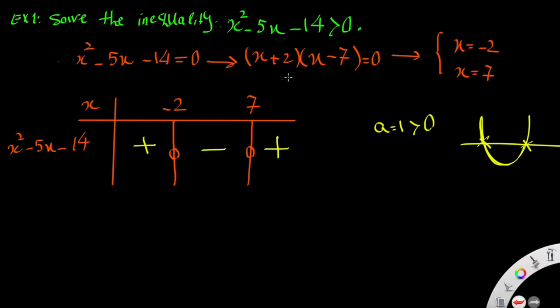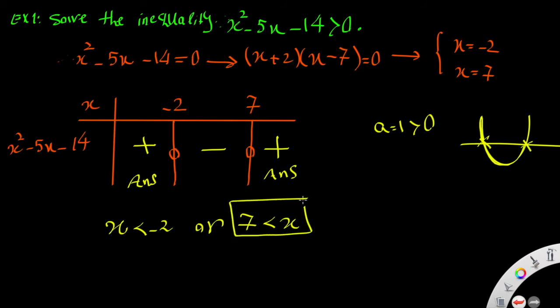So as the answer, we want the interval in which this expression is taking positive values because it says greater than 0. So these two intervals are our required intervals. So x is less than negative 2 or x is greater than 7. These are the final answers.